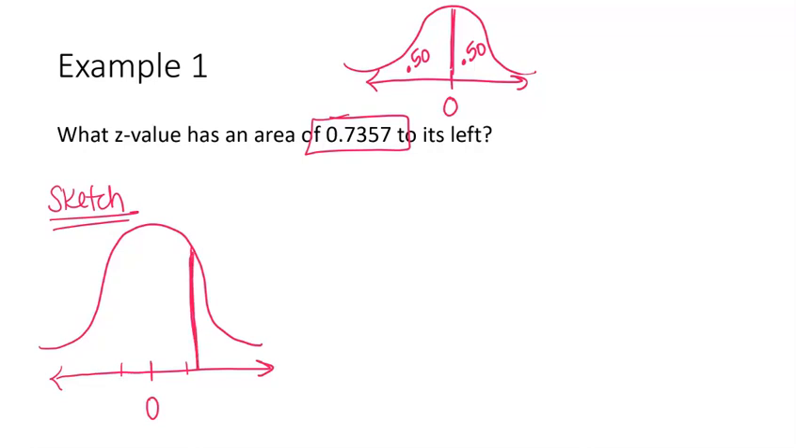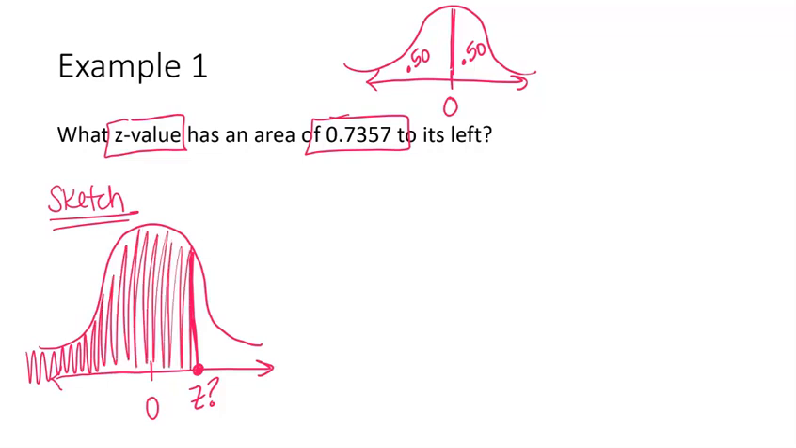Now I started to make our little dashes, but here's the problem. I don't know where that z-score is going to fall. They didn't give me z. Instead, they asked me for it. What z value will give me the area, the shaded area, left to be 0.7357? I just know it's going to be on the bigger side because I'm bigger than half.